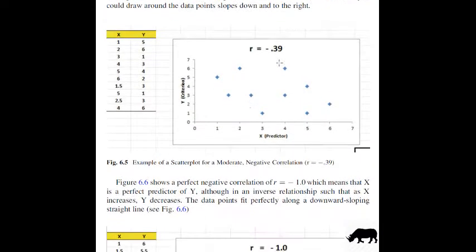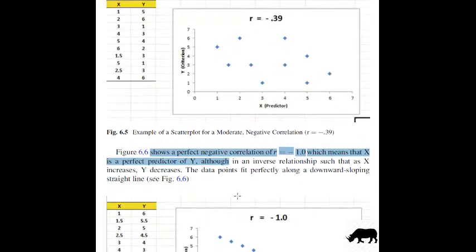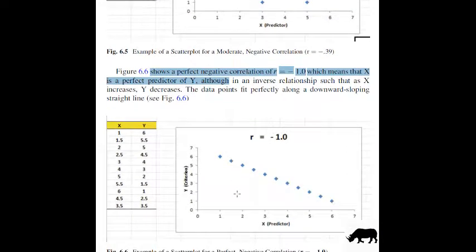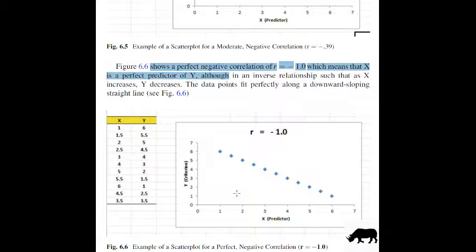Figure 6.6 shows a perfect negative correlation of R = -1.0, which means that x is a perfect predictor of y, although in an inverse relationship such that as x increases, y decreases. The data points fit perfectly along a downward sloping straight line.